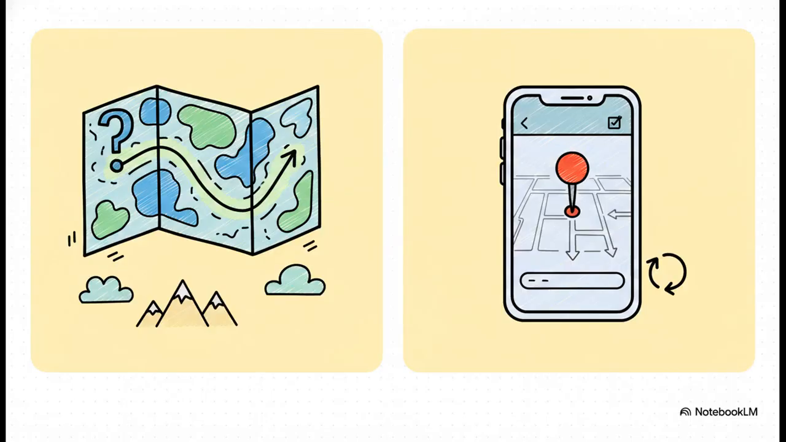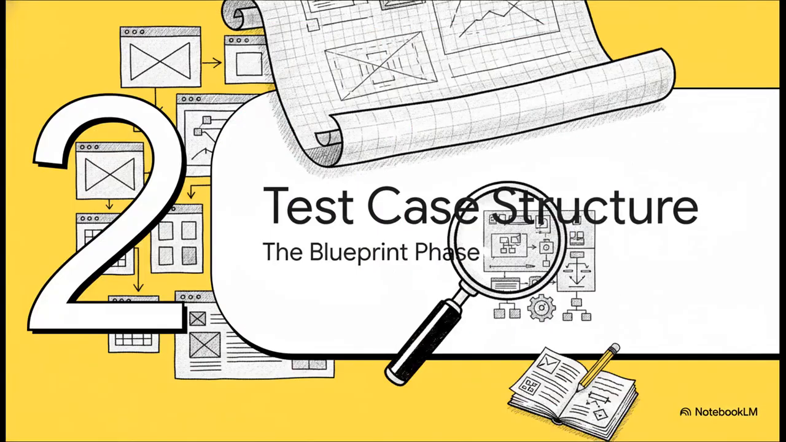So really, the difference here comes down to scale. The test scenario is the what. It's high level, like verify login functionality. But the test case, that's the how. It is incredibly detailed. It's step by step. For instance, enter a valid username and password. If the scenario is the map, the test case is the turn-by-turn GPS telling you exactly when to brake and steer. You absolutely need both, but you're going to spend most of your time writing and executing those highly detailed test cases. Which brings us right to Section 2, the test case structure.